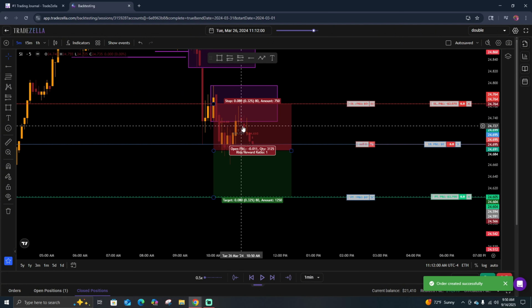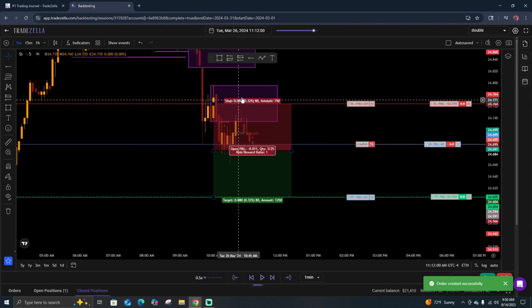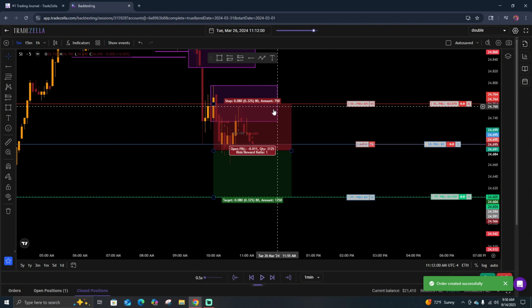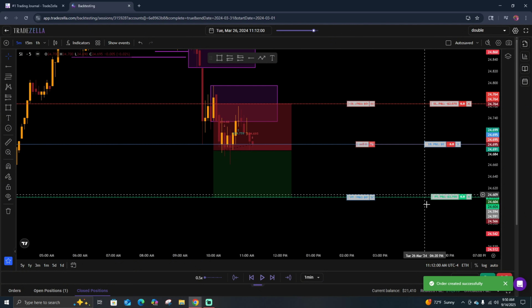Even though you lose on the first trade, right? This is still supply and it never got broken through. It's still before 12. So do not be scared to get in for a re-entry.